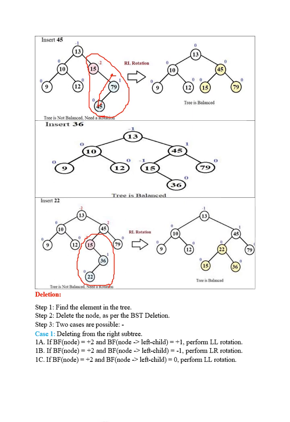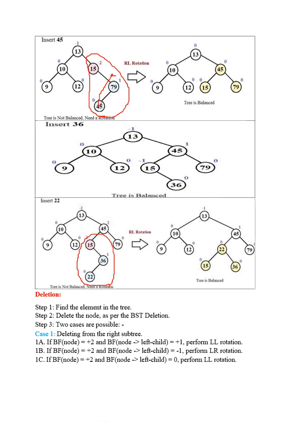Next, deletion. If you want to delete any element from a tree, the first step is you have to find the element in the tree where it is and delete the node the same as in binary search tree deletion. Here two cases are possible. First one is we can delete from the right subtree or delete from the left subtree.